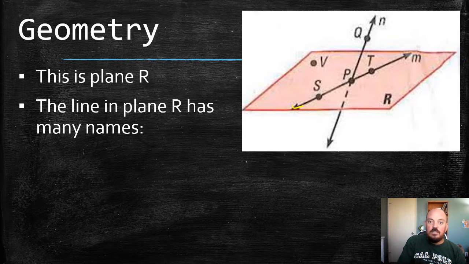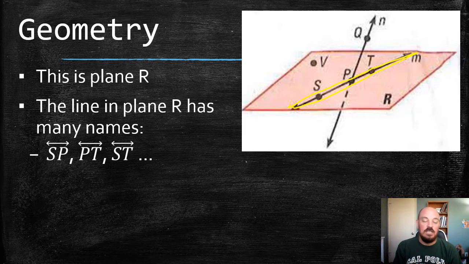This line here is the one that's in plane R. And I said it has many names because there are 3 points marked on it, S, P, and T. I can name it using any 2 of those points. So for example, I could call it line SP, or line PT, or line ST. I pick any 2 points on the line and I can use them to name it.